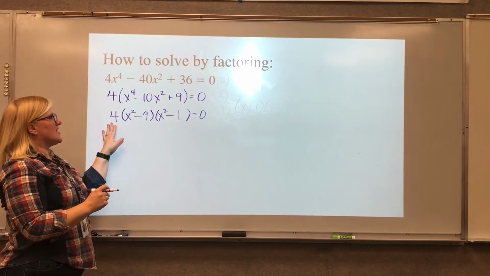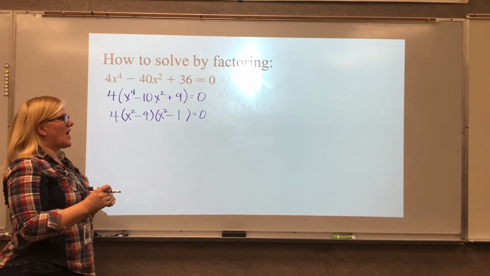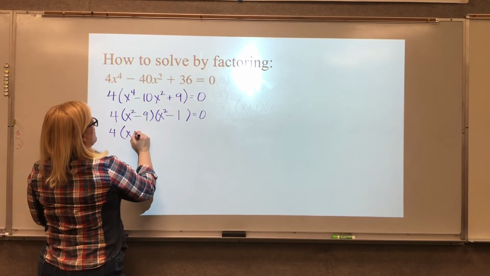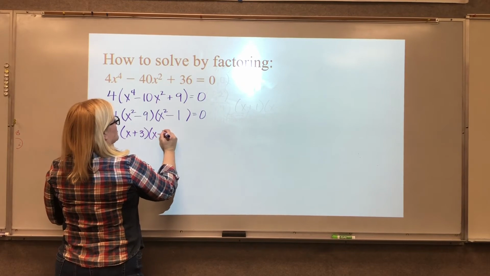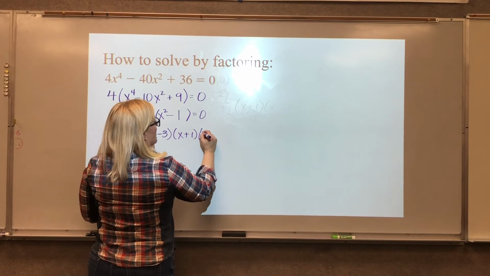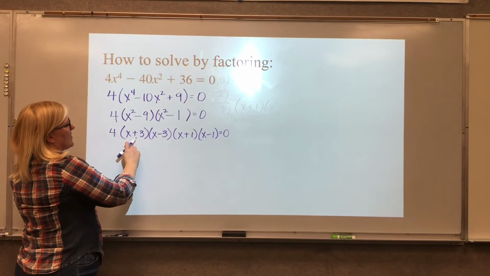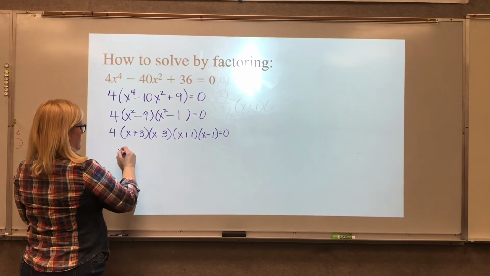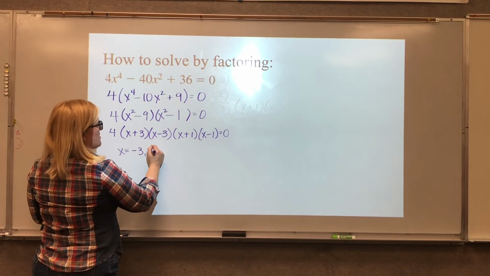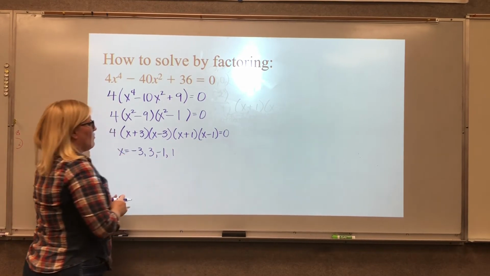All right, well 4 is not going to equal 0. But what value, actually, hang on. I need to factor it a little bit more. I've got x plus 3, x minus 3, right? Because these are differences of two squares. This is x plus 1, x minus 1 equals 0. Okay? So the values of x that can make this 0, well, here it would be -3. Here it would be +3. Here it would be -1, and right here is 1.